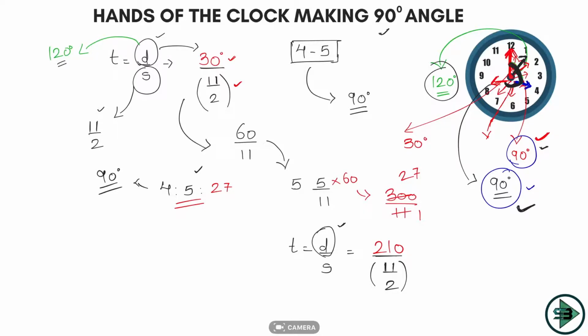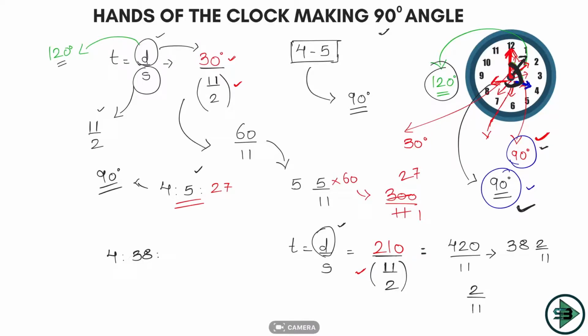It goes 5.5 degrees in 1 minute. So to travel 210 degrees, how much time will be required? That's your question. So this turns out to be 420 upon 11. Now just solve this. 11 3s are 33, then 90, 11 8s are 88, 38 2 by 11. What is the meaning of this? It was already 4 o'clock in the watch, 38 minutes and 2 by 11 of the 39th minute.